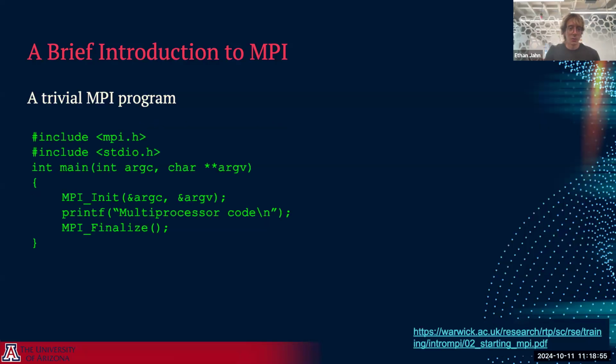Here is an example of a trivial MPI program implemented in C. So I have a resource on the bottom there, so keep an eye out on the bottom right of the screen. Sometimes I've included links there to resources that might be helpful for you.